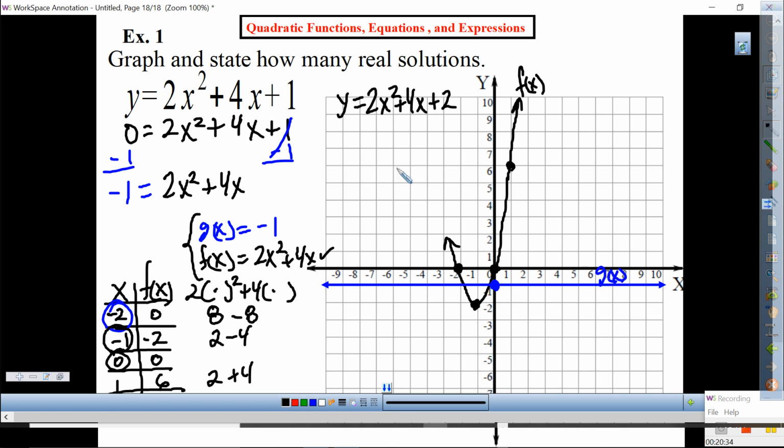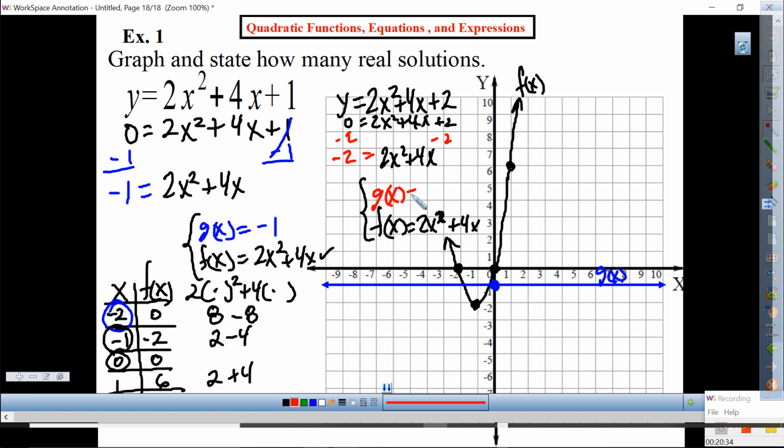All right. So first things first, what do we do? Set it equal to 0. What do we do next? Eliminate the constant. So what do I do? Subtract 2. So I end up with negative 2 equals 2x squared plus 4x. So my system for f of x, we write what? 2x squared plus 4x. And for g of x, what do I write, everyone? Negative 2. Hands if you got that?